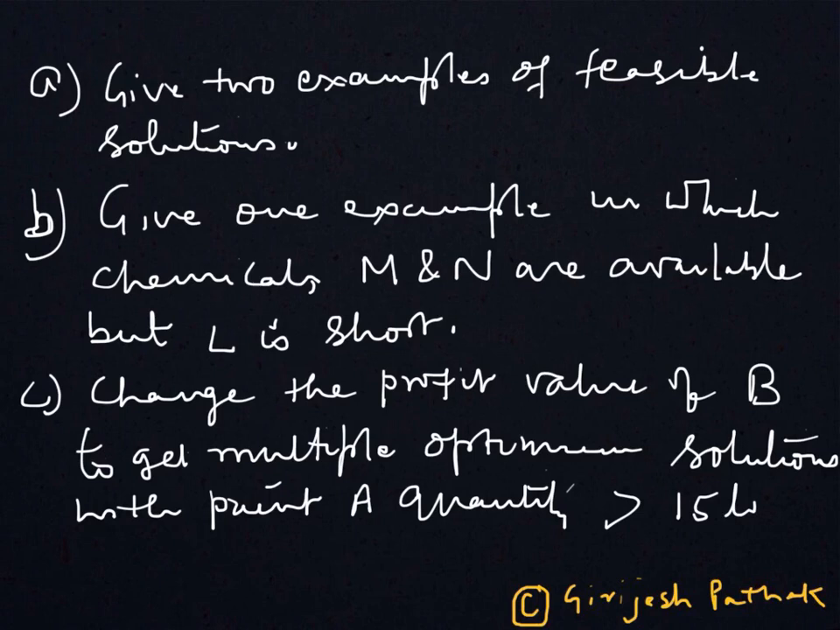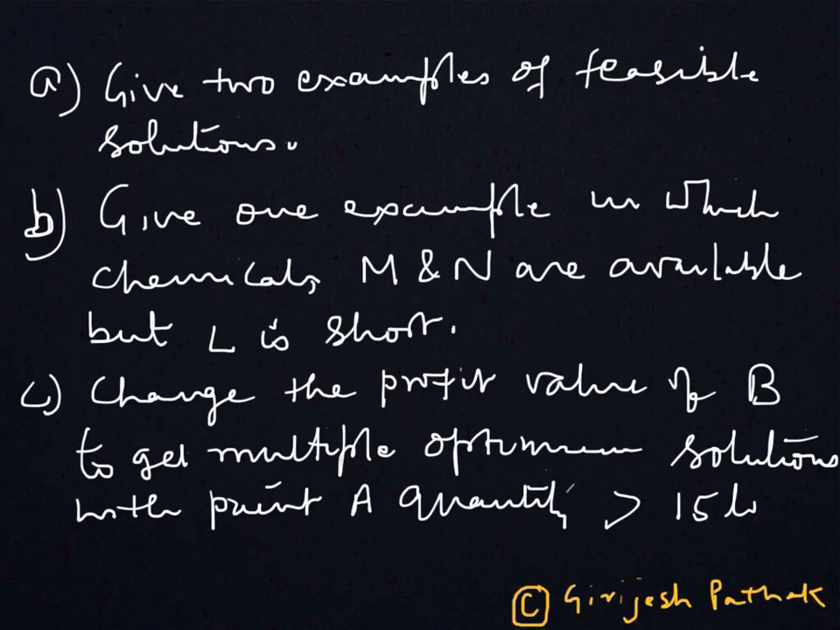We are going to create two examples of feasible solutions for this given problem, and also we will create one example in which chemicals M and N are available but L is short, and then we will look into the optimality, and we will try to change the profit value of paint B to get multiple optimal solutions with paint A quantity being greater than 15 liters per day. So this is what we are going to do.